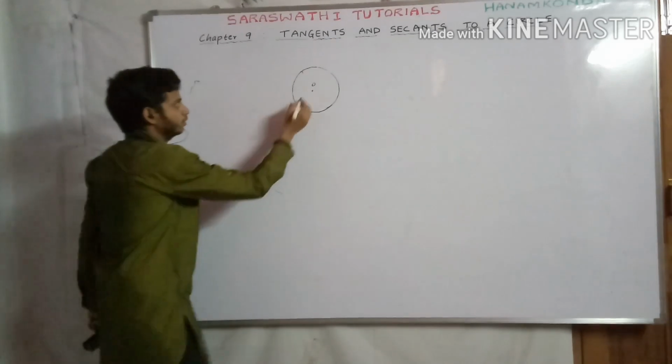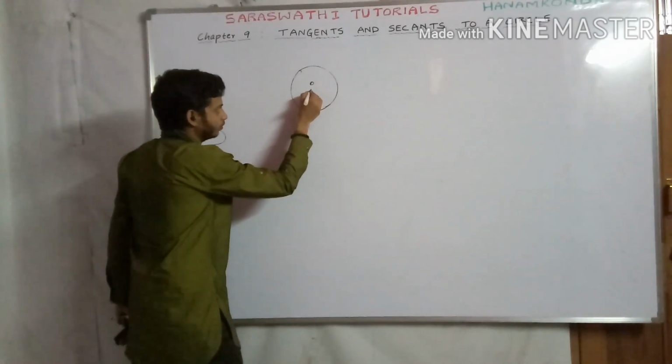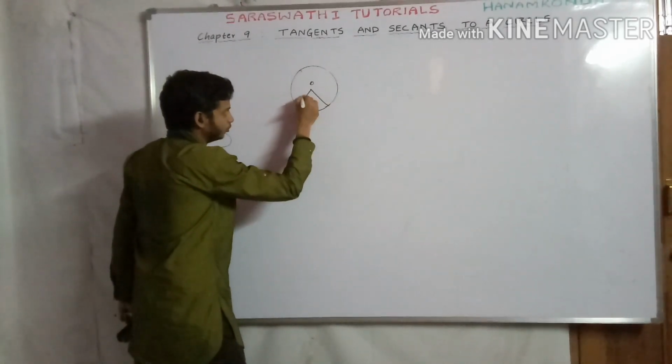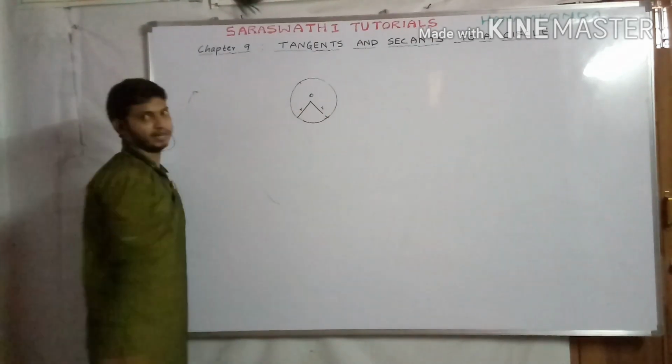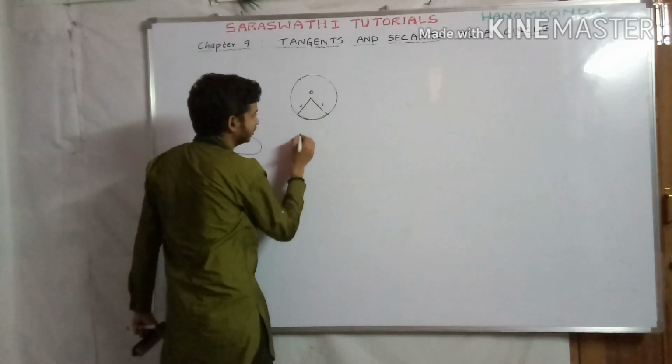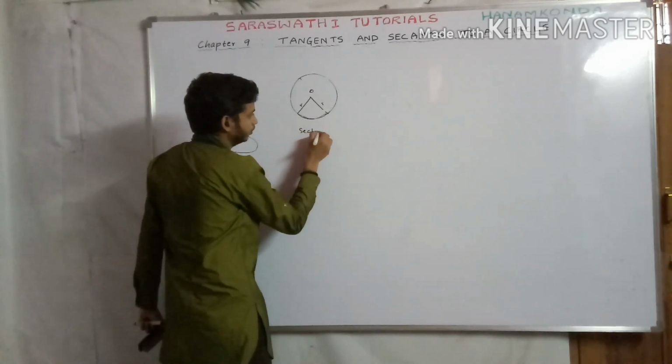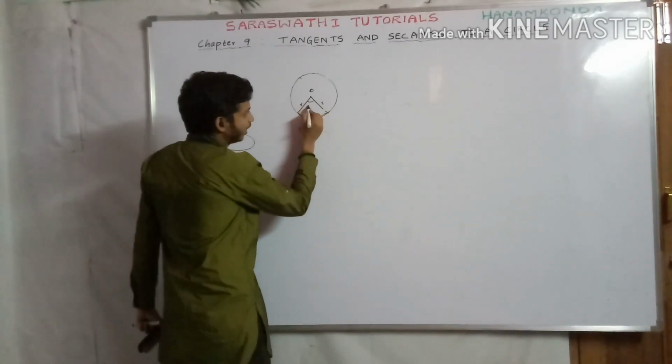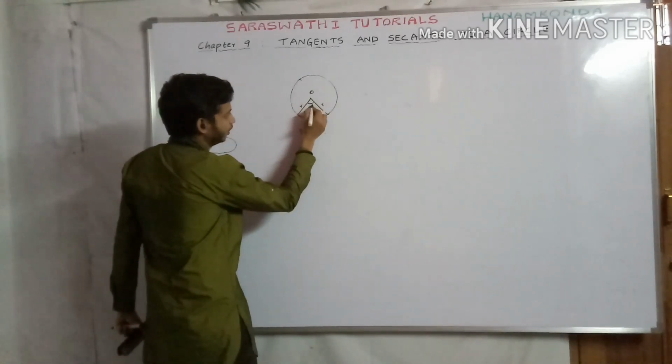So this is the circle with center O. The space enclosed between two radii and an arc is known as a sector. And this angle is known as the angle of the sector. Let us suppose we take it as x degrees.